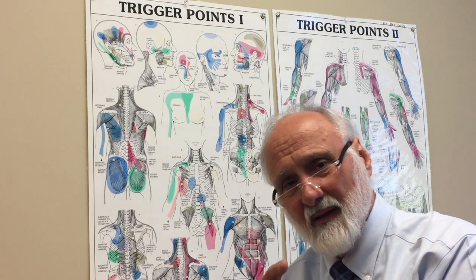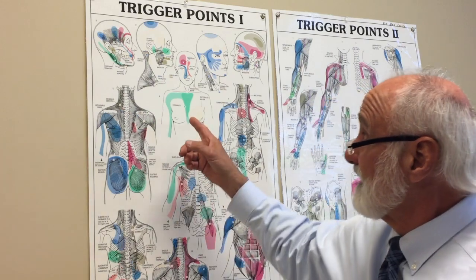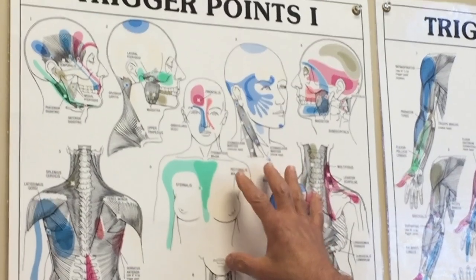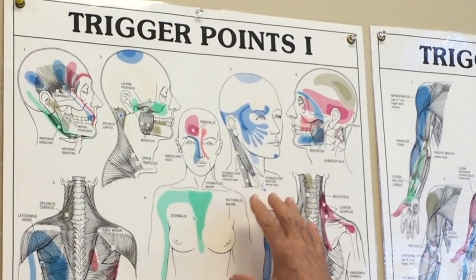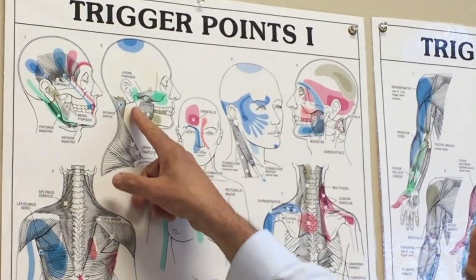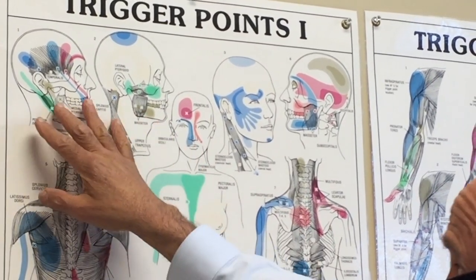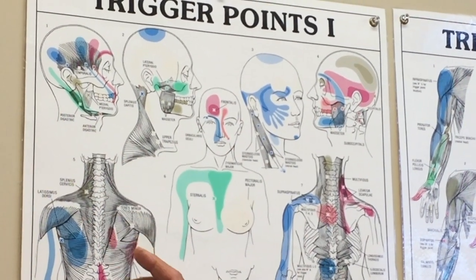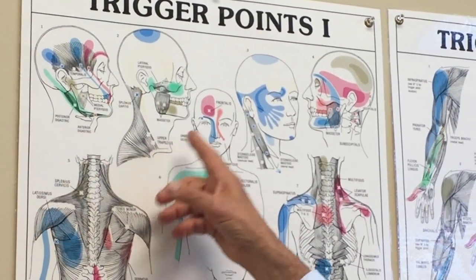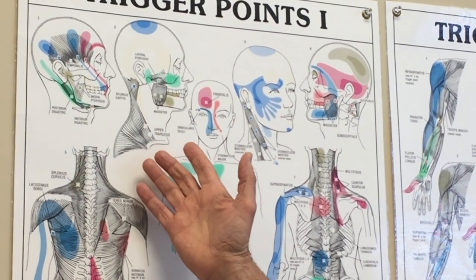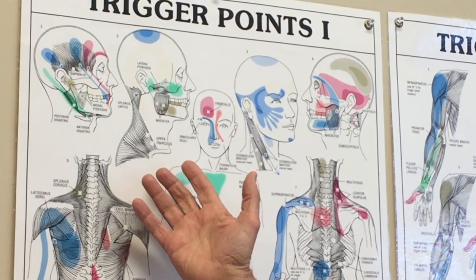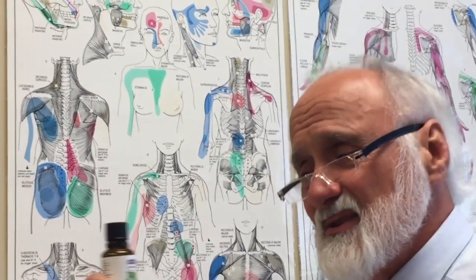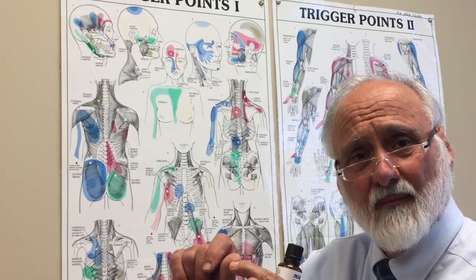First of all, let me recall the trigger point manual or diagram from Travell and Simons' work, which I've talked about before. If you look at all these little trigger points, this whole pattern up here are the ones that typically cause headaches. Now, you can take a needle at each of these and maybe stop the headache. You can do the acupuncture point treatment that I've talked about in another video, or we can try this essential oil.